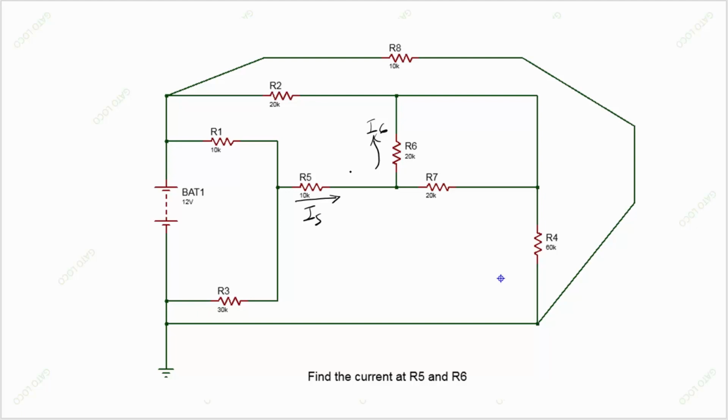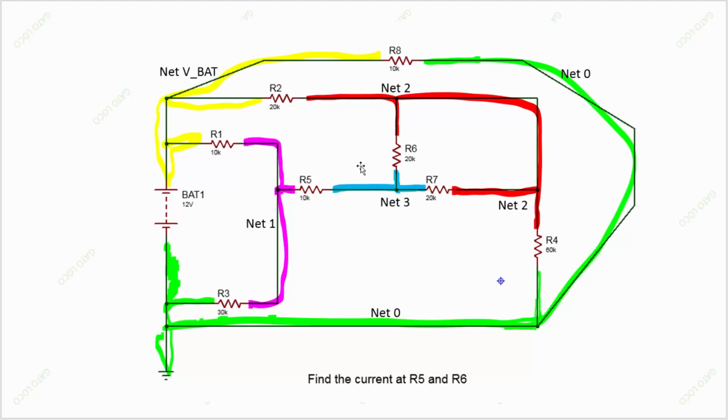So the first thing we need to do is to find the nets of the circuit. This circuit already has the nets highlighted. I use the names. Net VBAT is going to be here. Then we can see the positive of the battery and the negative of the battery, and how they connect. The negative of the battery connects to net 0. This is my net 0, and I highlight it.